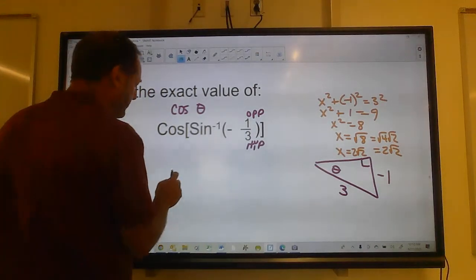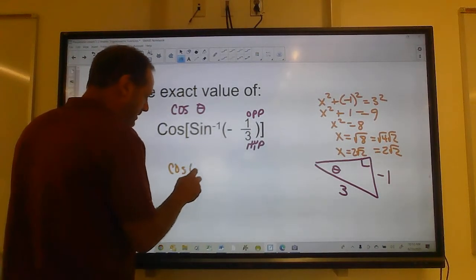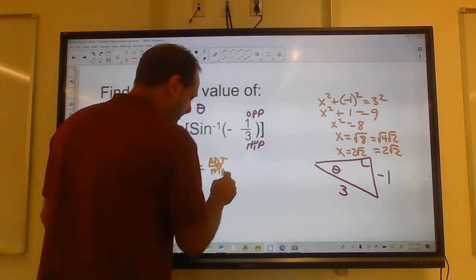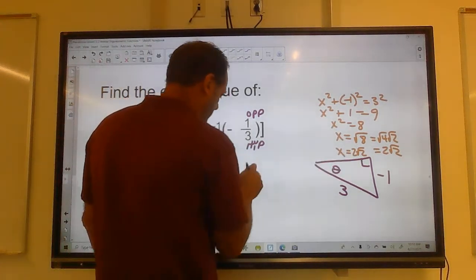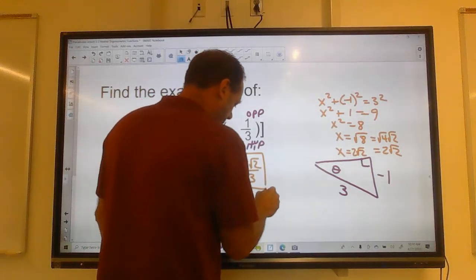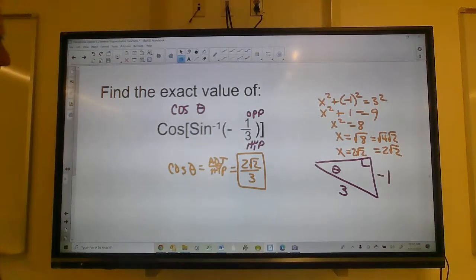Okay, now what's the cosine? The cosine is the adjacent over the hypotenuse, right? So the adjacent is 2 square root of 2, and the hypotenuse is 3, and there's my answer.